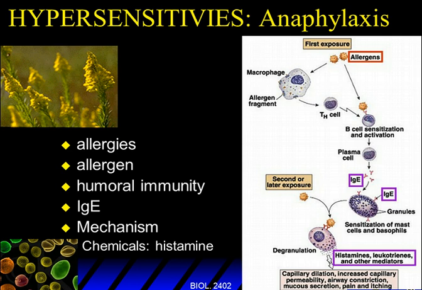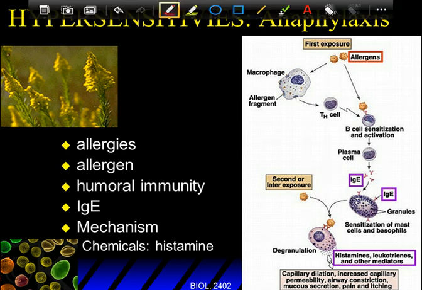Okay, hypersensitivities, also called allergies. These are allergies. The picture you see up at the top is goldenrod. A lot of people are allergic to it. And down at the bottom left, you see different kinds of pollen. Some people are allergic to goldenrod, and some people are allergic to mountain cedar, and different kinds of pollen. All right, so an antigen that induces an allergic reaction is called an allergen. And this involves humoral immunity.